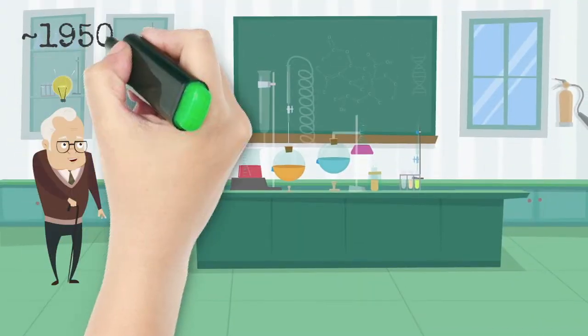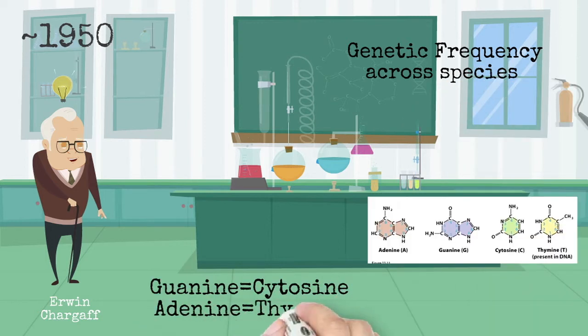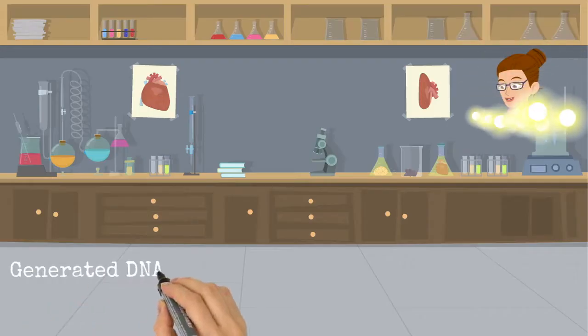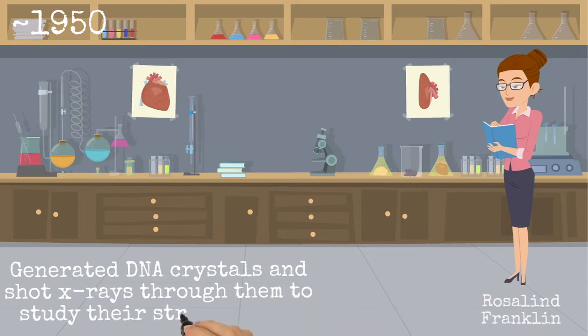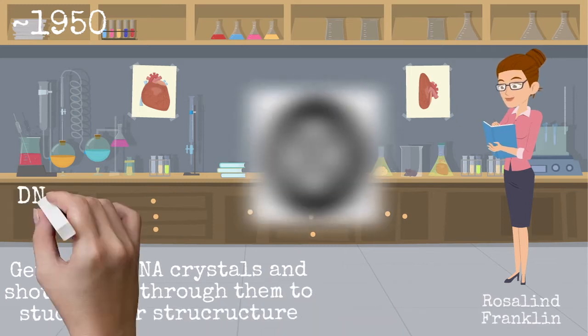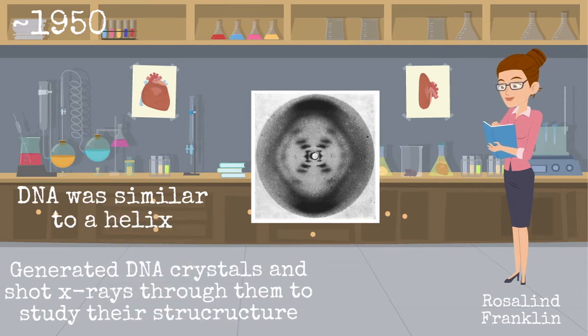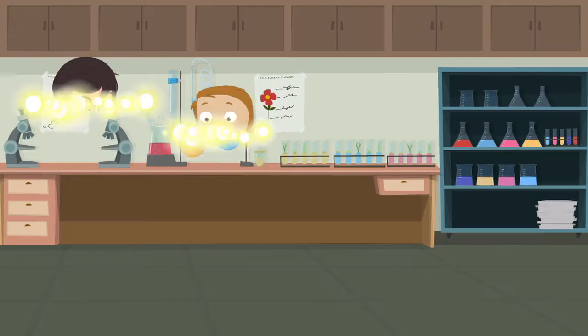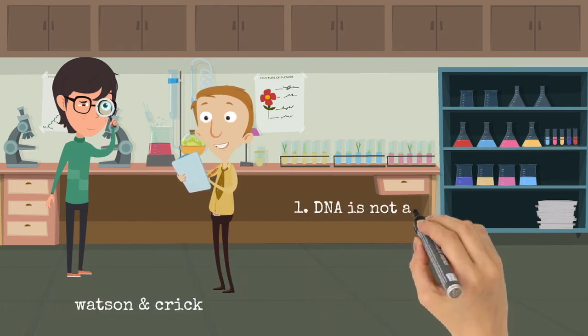Around 1950, Chargaff noticed that the frequencies of adenine, guanine, cytosine, and thymine varied across species, and that the frequency of G was the same as C and A was the same as T. A chemist around the same time named Rosalind Franklin generated DNA crystals and shot X-rays through them to study their structure. The X-ray pictures showed a repeated pattern, which meant that the DNA was something similar to a helix.